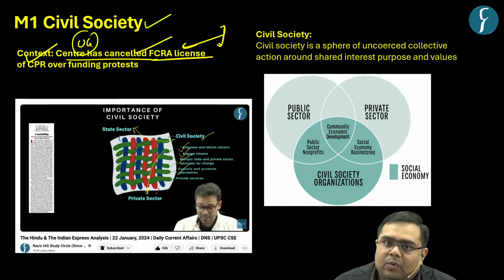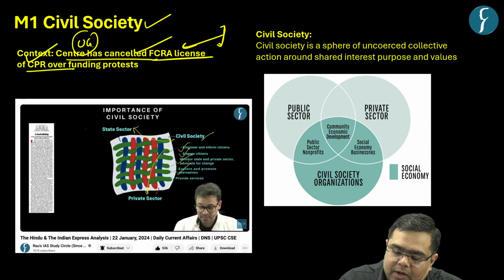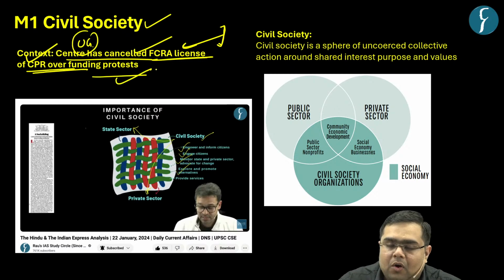So they have to get registered under FCRA, and then only the NGOs or civil society organizations can receive funds from foreign donors. So what was the context? The center has cancelled the FCRA license of Center for Policy Research over the allegations of funding of various protests, right?